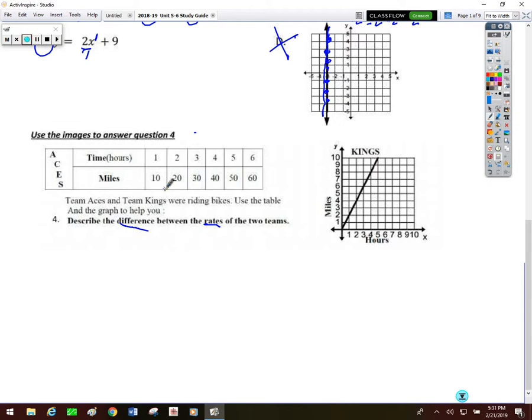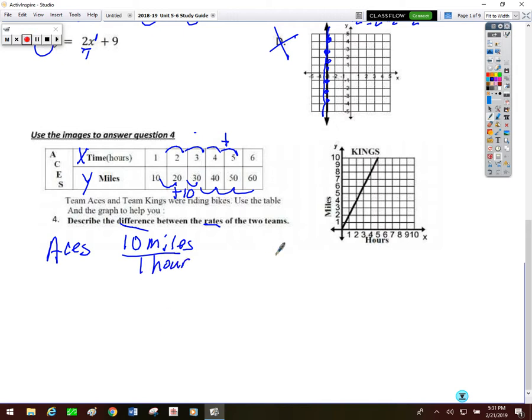Okay, well, if I look right here, remember, slope is y over x. So remember this case, and look at your axis over here. Miles per hour. So hours is going to be x, miles is going to be y. Okay, so here we go. Ratio of rise to run. Everything here is increasing by 10 every time. Okay, and then on the x side, it's increasing by 1. So Aces has a ratio of 10 miles for every 1 hour.